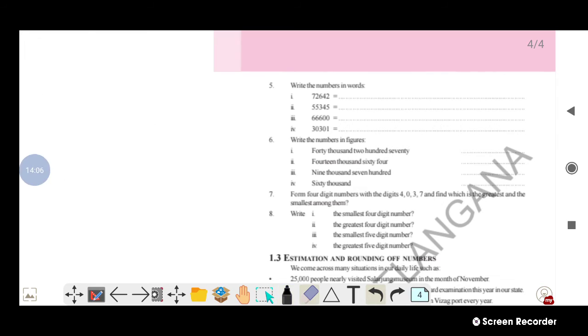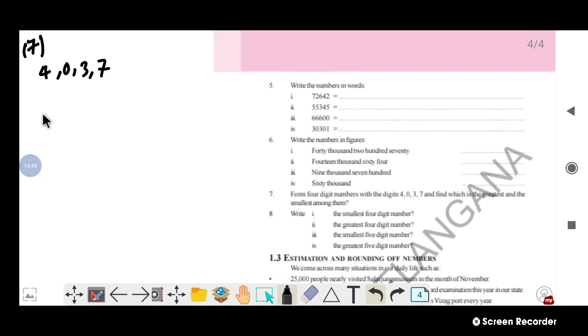So what is the next bit? Now I'll write, there is a seventh bit. Okay na? The seventh one. From the 4-digit numbers, with the digits 4, 0, 3, 7, find which is the greatest and the smallest among them, by using these numbers only. Just I'll write it on screen.